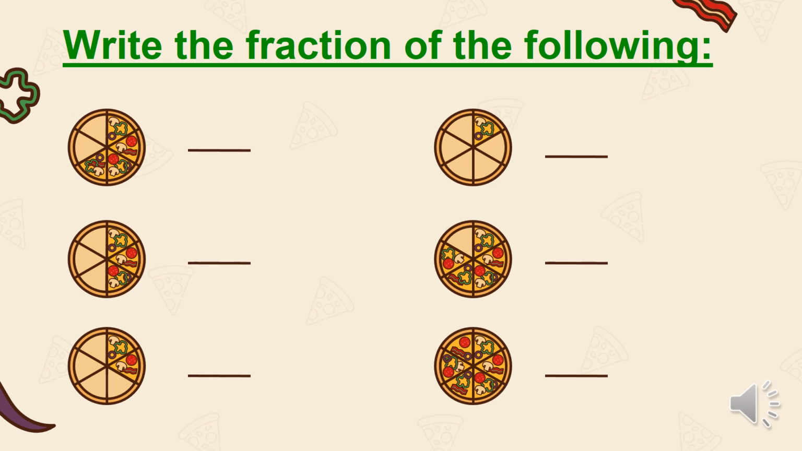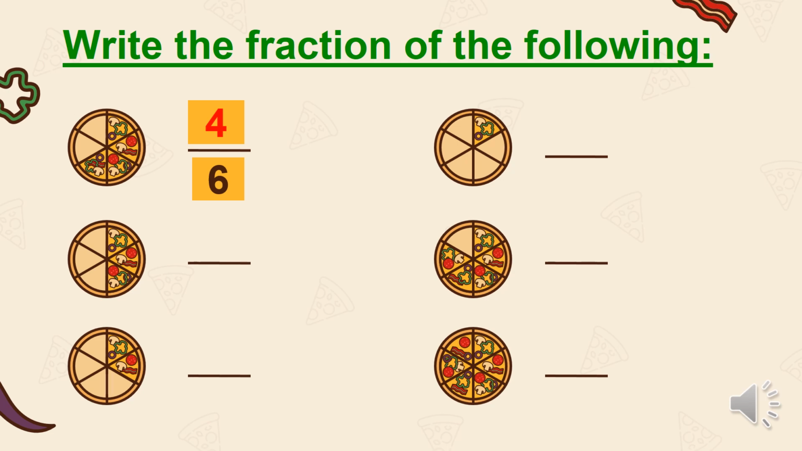Write the fraction of the following. So we are going to search about the numerator and the denominator in each one. So in first pizza, the total parts are 1, 2, 3, 4, 5, 6. How many color parts? 1, 2, 3, 4. So the fraction is 4 over 6.